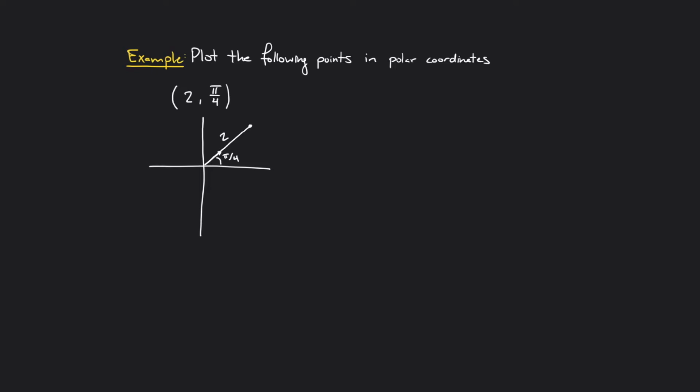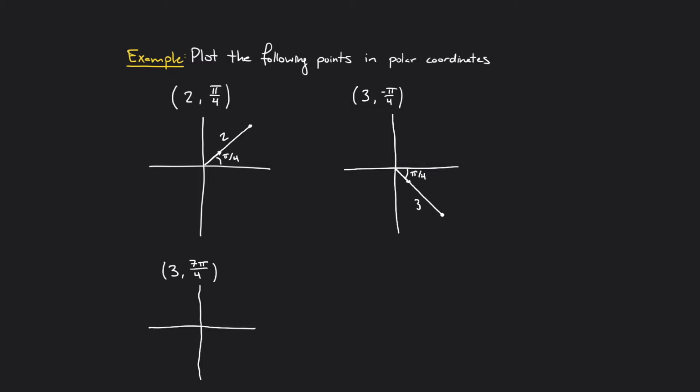Next, let's do the same thing with the point (3, minus pi over 4). This will work the same way, except negative angles mean we turn clockwise instead of counterclockwise. So we're facing this direction, and then we walk out 3 units. Finally, consider the point (3, 7 pi over 4). We turn an angle of 7 pi over 4, and so we're facing this direction, and we walk out 3 units.